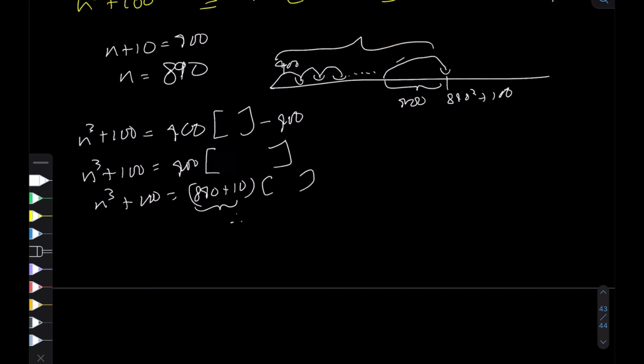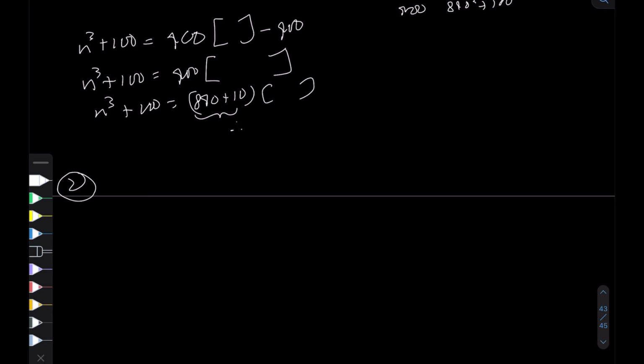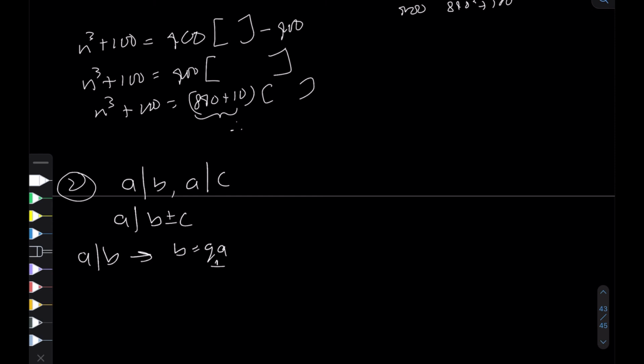Now for the other proof, number 2, I would first have to prove that if A divides B and A also divides C, then A will definitely divide B plus or minus C. Now the simple proof of this is easy to see, but to prove this, let's say if A divides B, B is quotient times A. Let's say quotient 1 times A. If A divides C, then C is quotient 2 times A.